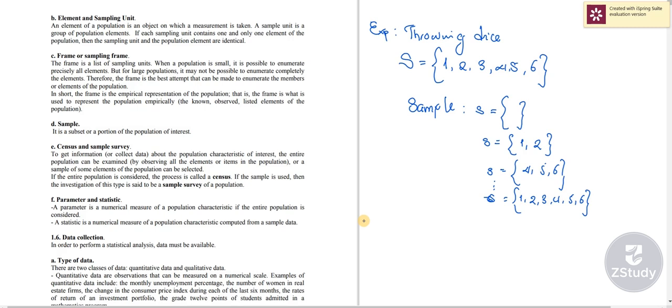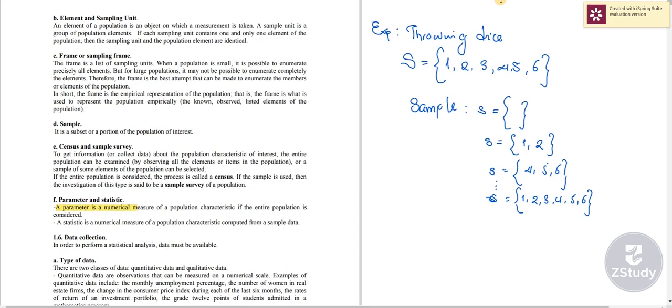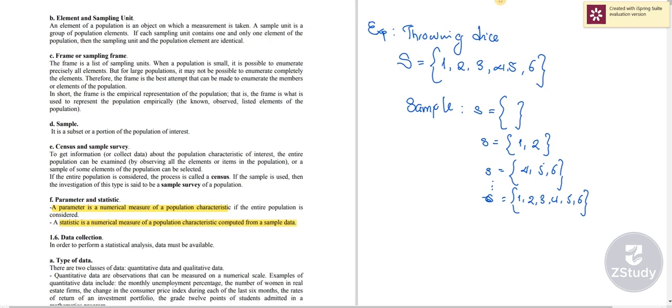And here we are now, just to highlight in our notes that a parameter is a numerical measure, and this numerical measure is from an actual population. On the other hand, a statistic is a numerical measure that is gotten from the sample data. So a statistic is going to be drawn from the sample, while a parameter is going to be drawn from an actual population.